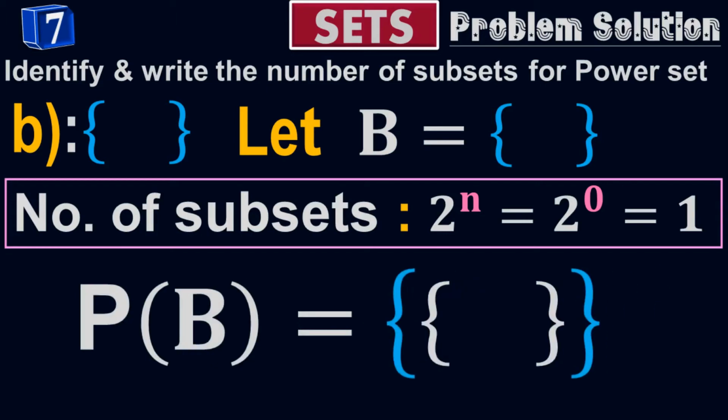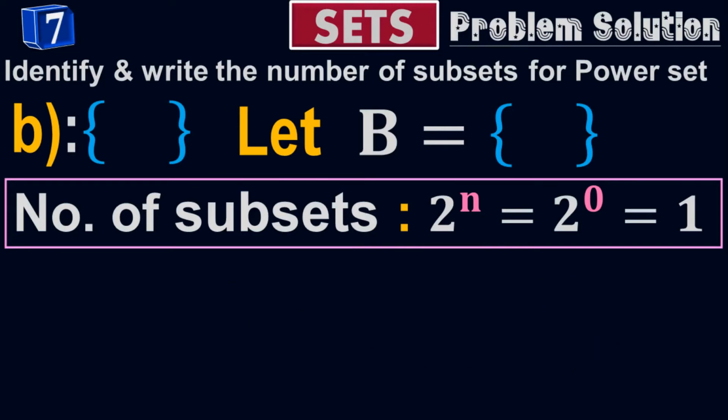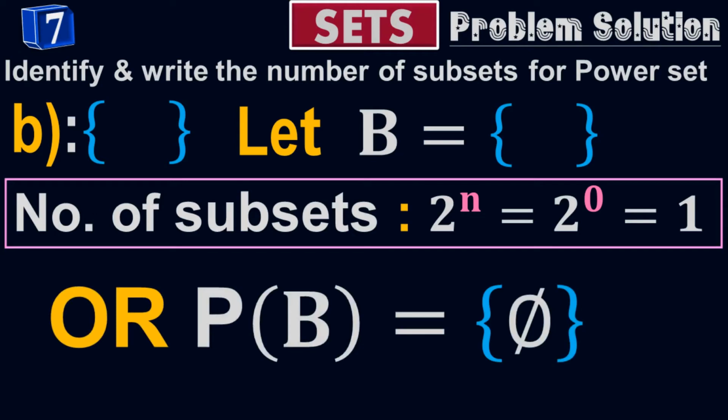So this will be the power set of B. P of B means the power set of B. What is B? B is the name of this set. We have only one subset, which is empty set. Empty set is the subset of empty set. This is the only subset which exists for the empty set. So this is the power set. For the empty set, you can also put this notation. Whether you put simply empty set or this notation, it is one thing. It is the power set of B.